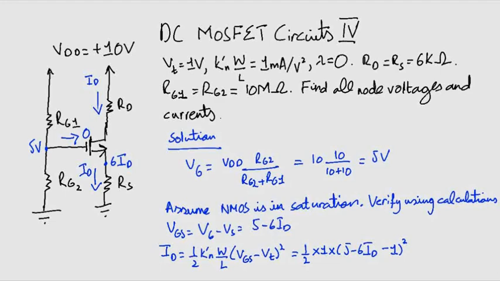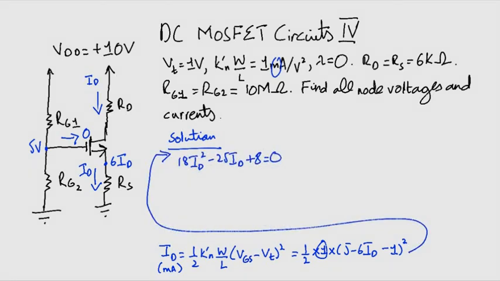Notice that this sign here, the milli, is removed if you consider ID to be in milliamperes. So this simplifies our expression and we can simply write multiplied by 1. Now as you can see, this is going to result in another quadratic equation. So we are going to write that. Solving this, we are going to get two values.